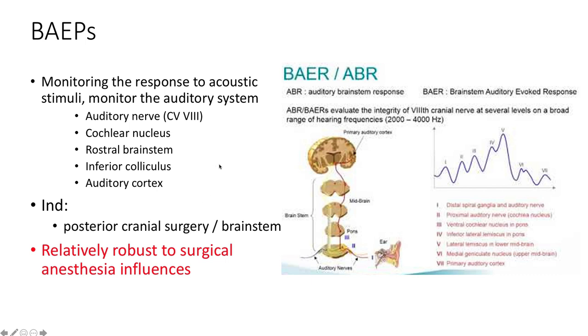Surgically, it's used for posterior cranial surgery and brainstem surgery, but it can also be used for coma assessment because that evoked potential is relatively robust to anesthesia influences. More than 50% amplitude reduction or latency increase of more than 1 millisecond is an indicator of risk for neuronal damage and post-op hearing loss. On the auditory brainstem response, commonly you see those different waves described. And that's exactly where you monitor your evoked potential as you go through.